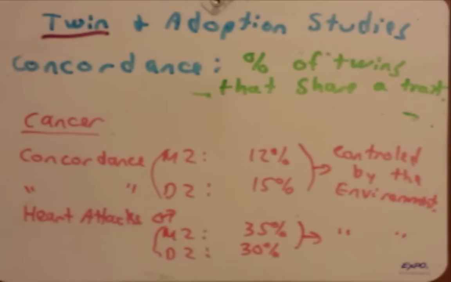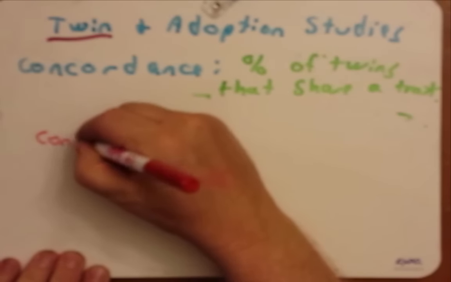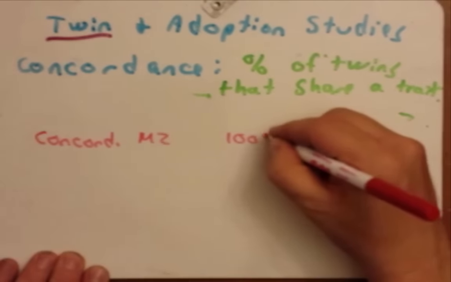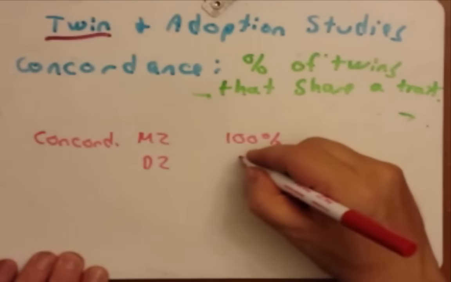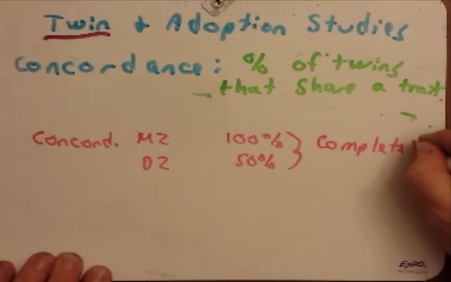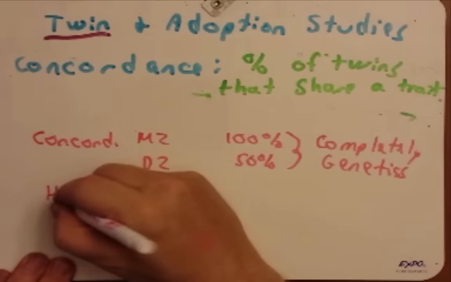Very rarely can you look at concordance values and say it's completely controlled by the environment or completely controlled by genetics. And let's talk about that one exception. If you had a concordance for monozygotic twins that was 100%, and for dizygotic twins it was 50%, then you would say it is completely genetics, that the environment plays no role at all. And an example of this would be Huntington's disease.